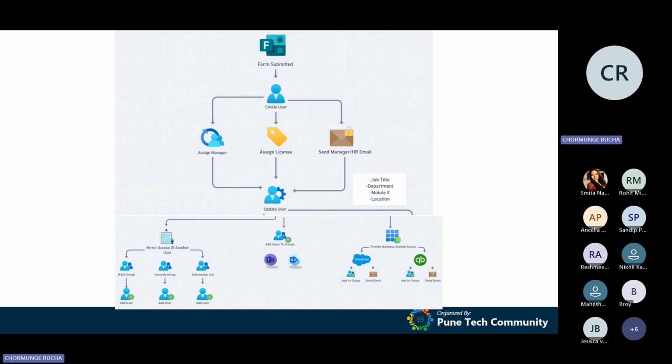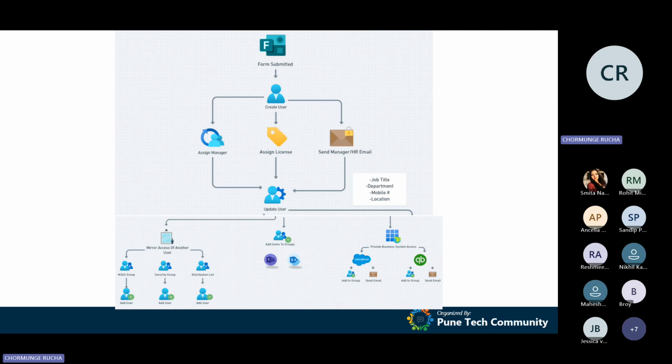So we update the user data. After this, we assign a manager using the Azure AD attributes, and this supports dynamic groups as well. Now the flow branches out, like we mirror access from another user. If there is a user who is in a similar role as the new joinee, then we mirror access from that existing user. So it might include many M365 groups. The previous user is assigned to the security groups, the distribution list, etc.